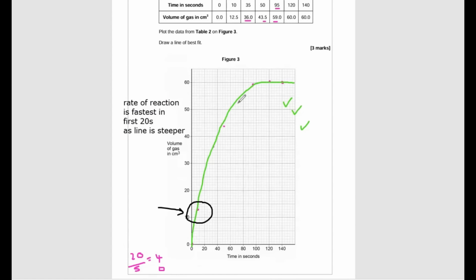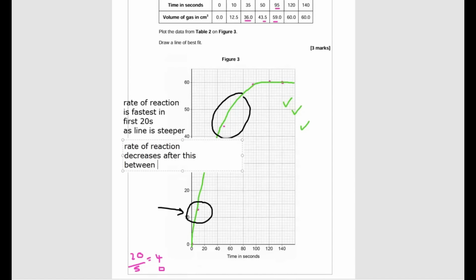And then what do I want to say is happening here? After that, look, it's not as steep. The line is curving more. So the rate of reaction decreases between say 20 and 80 seconds. And that's going to be my second mark.